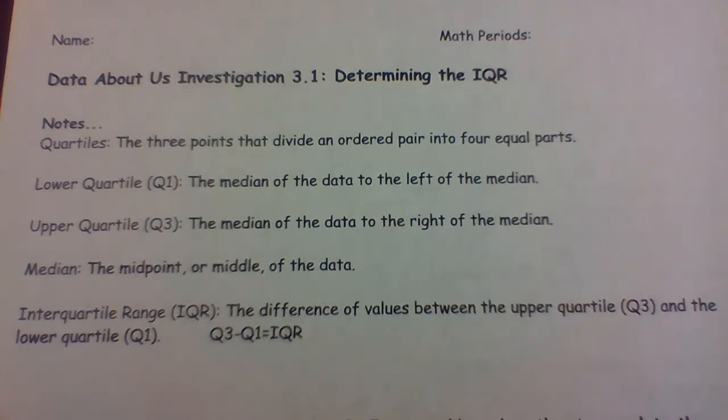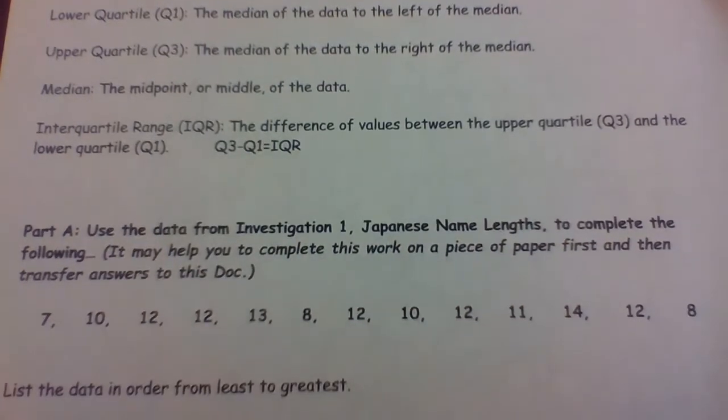So just a reminder that the quartiles are the three dividing points that take your data and split it into 4 equal parts. And that's going to give you your lower quartile, your median, and your upper quartile. So quartile 1, quartile 2, and quartile 3. And then your interquartile range, your IQR, is what we're looking for, and you can find that by taking quartile 3 minus quartile 1. So let's get started by just looking at our data here.